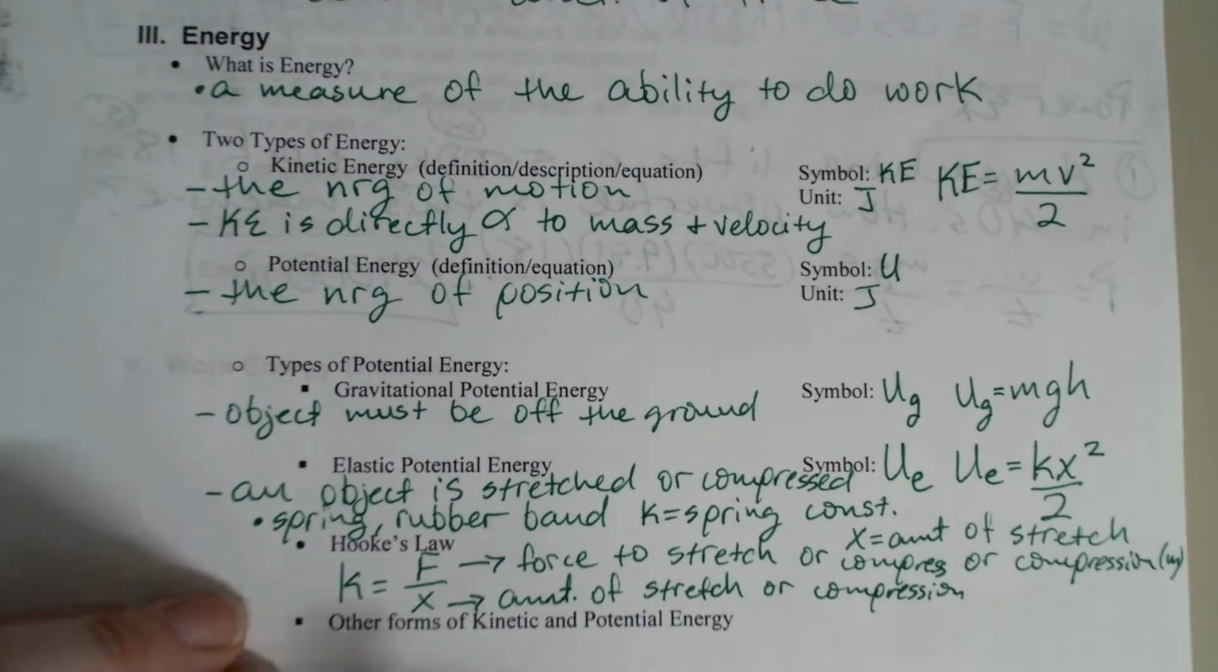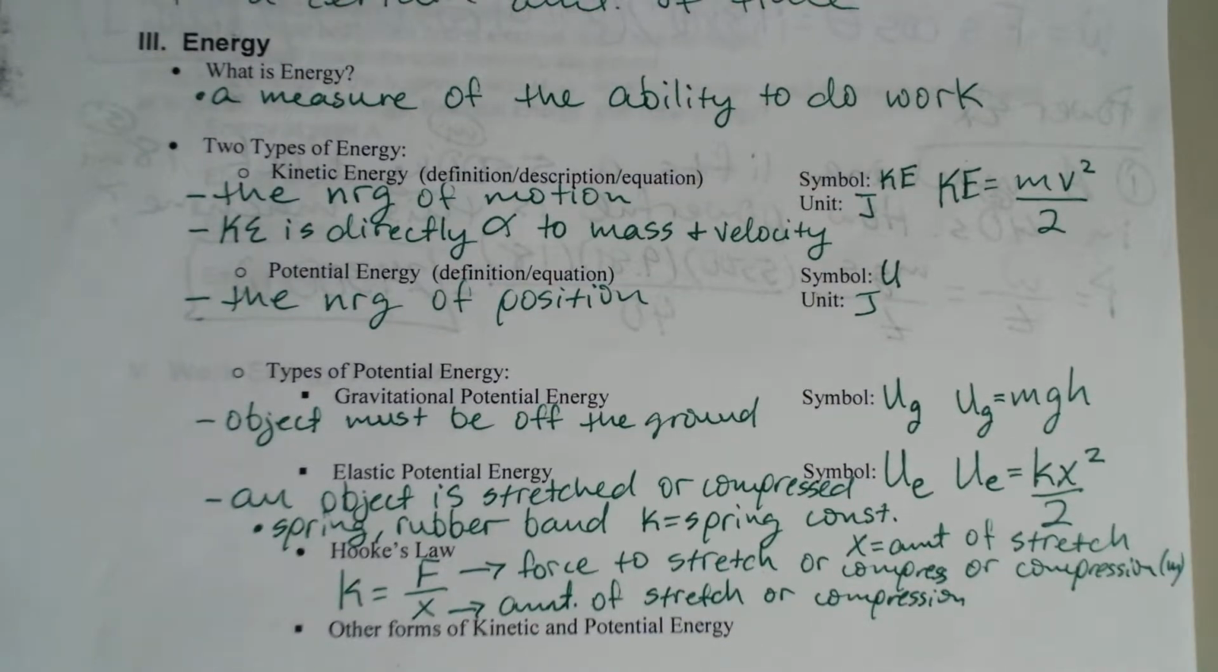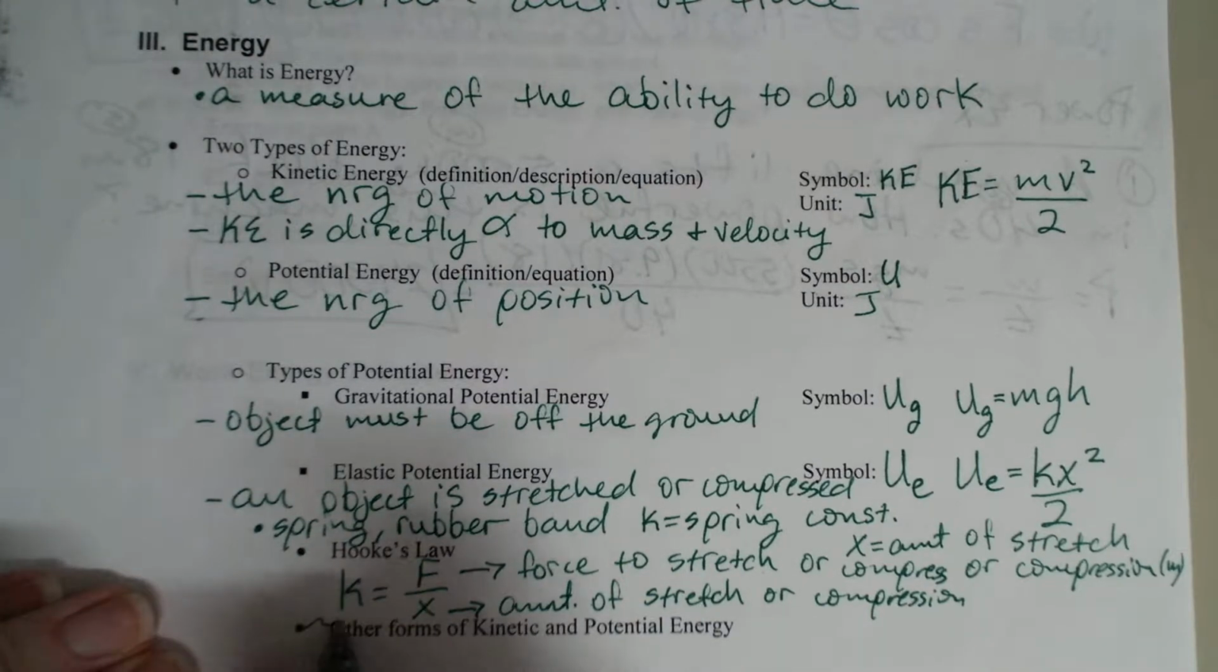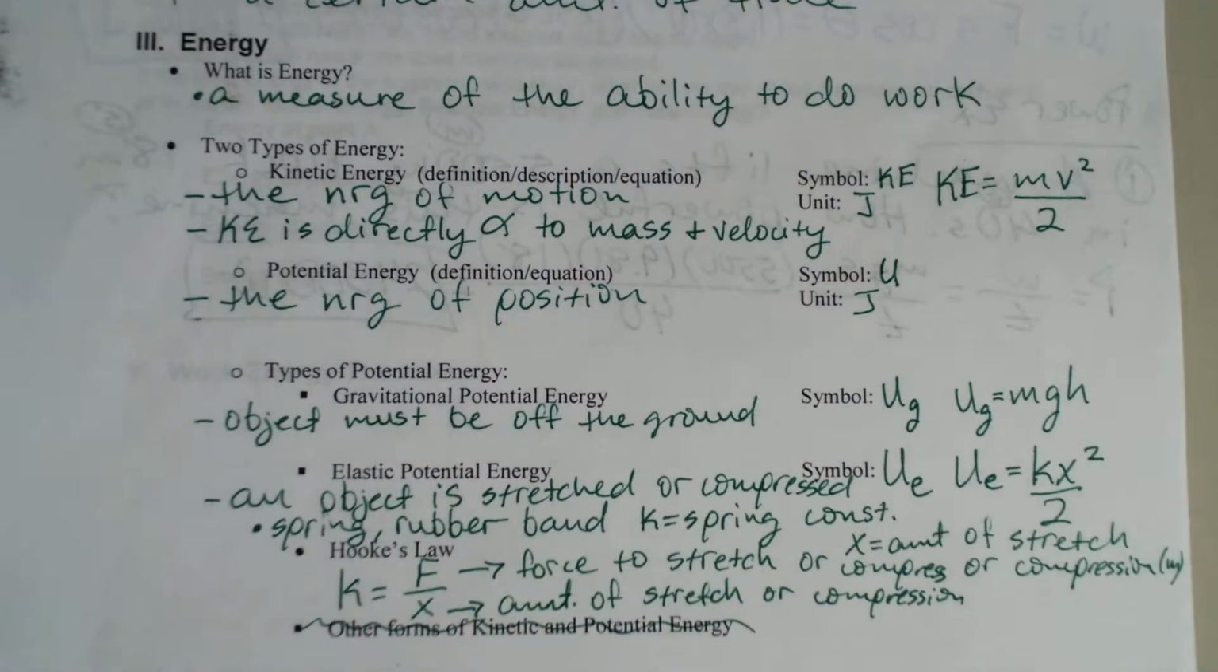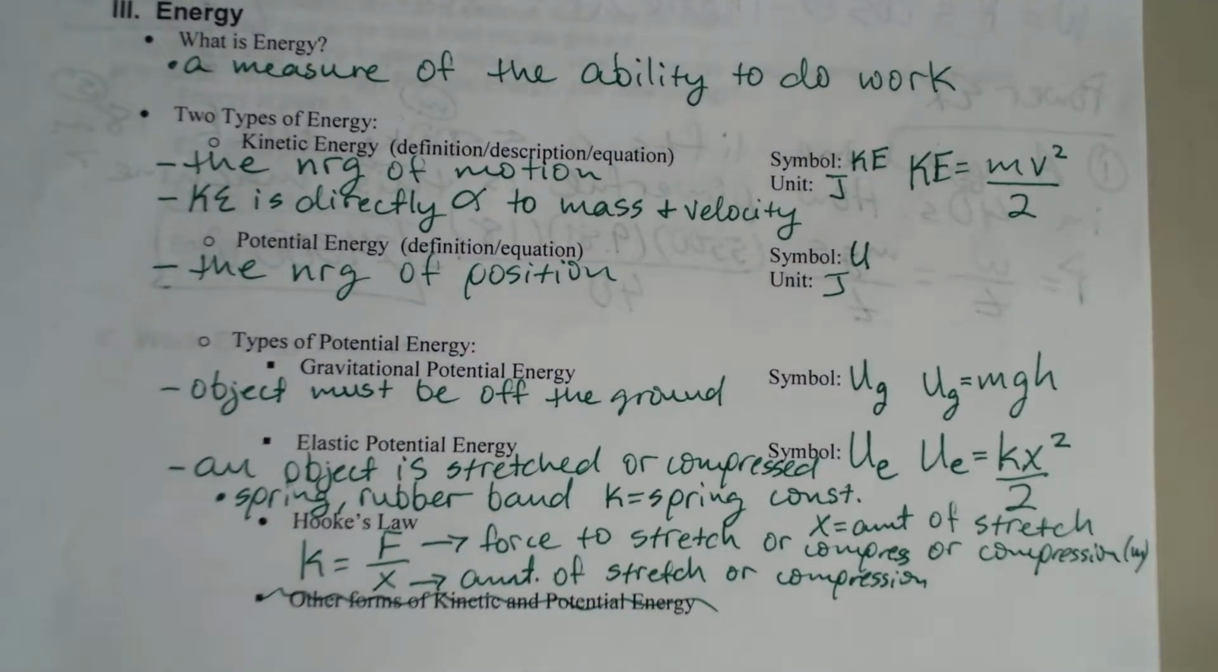Okay, so we like to use Hooke's law to find the spring constant if we don't have the energy stored in the spring. I don't really have anything for other forms of kinetic and potential energy, so don't worry about that. So that's everything you need to know about energy. Now we're going to do a few example problems real quick.